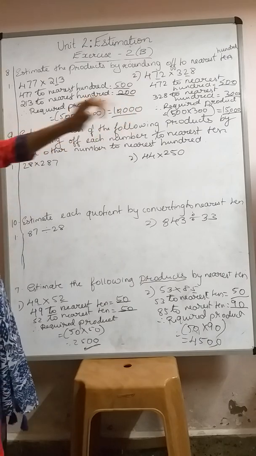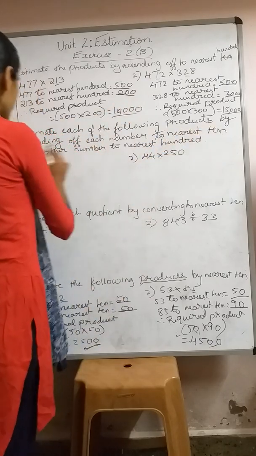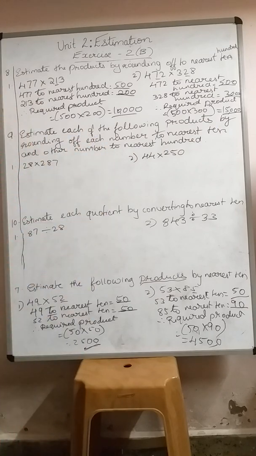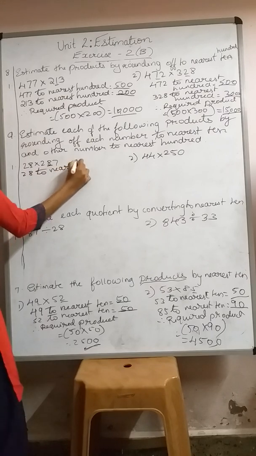Estimate each of the following number products by rounding off one number to the nearest 10 and the other number to the nearest 100. So what we have? We have to round off the first number to the nearest 10, and the next number to the nearest 100. When we round off to the nearest 10, what do we need to look at? Ones place. For hundreds, what do we need to look at? Tens place. So let us write 28 to the nearest 10.